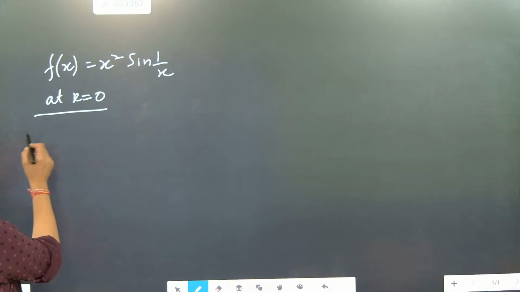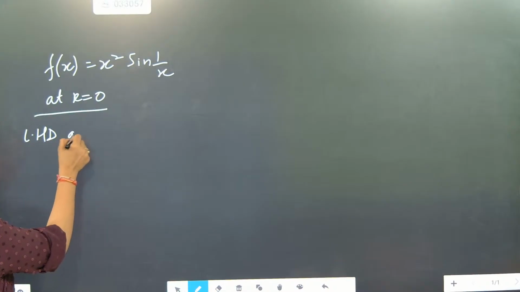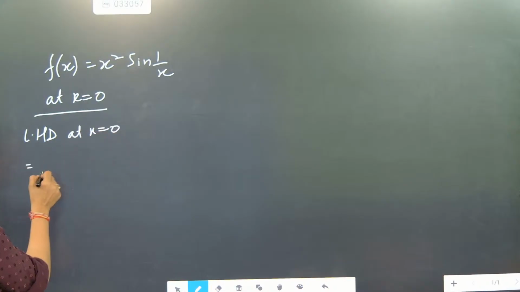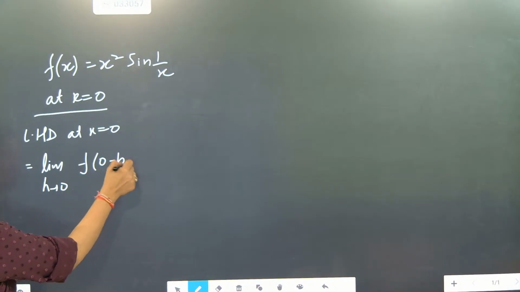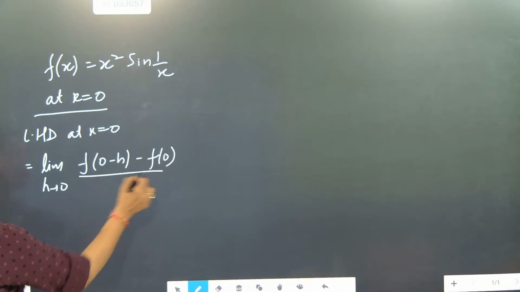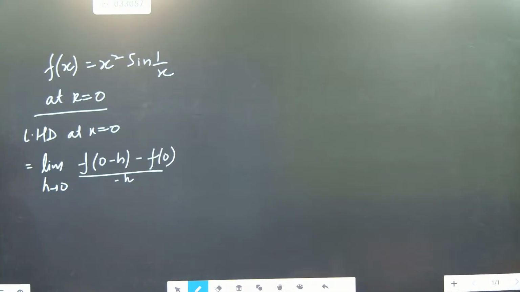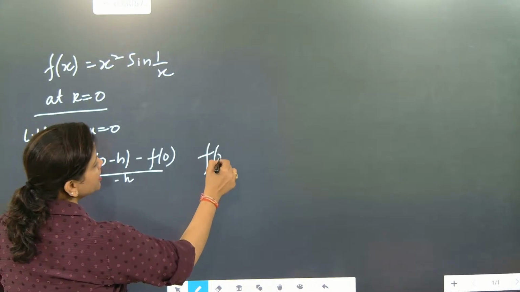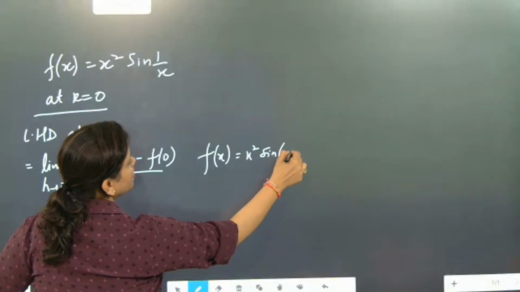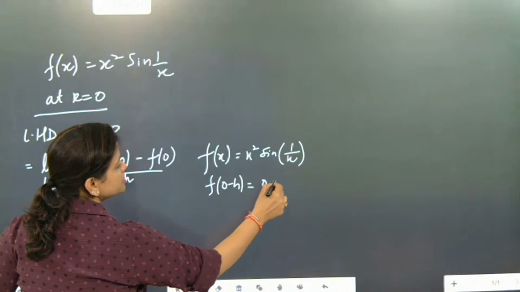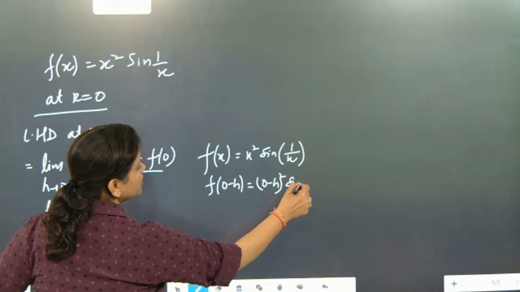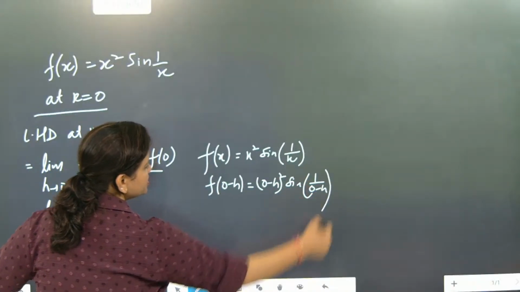Now look at LHD at x equal to 0. It will become limit h tends to 0, f of 0 minus h minus f of 0 by minus h. Directly we will use this formula. So what are we going to write? Limit h tends to 0. What is your f of x? f of x is x square sine of 1 by x. So what is f of 0 minus h? 0 minus h whole square sine of 1 by 0 minus h.